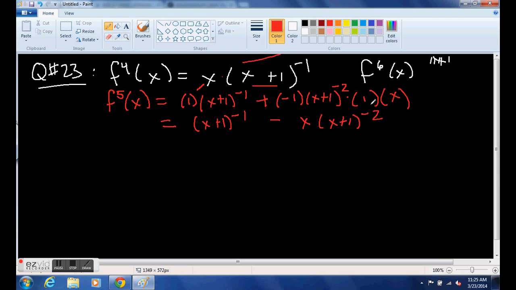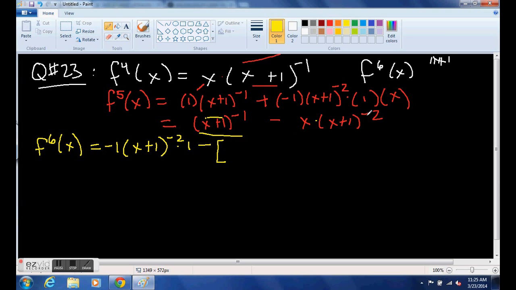Okay, so now when we take the sixth derivative, this is in theory kind of the last step, right? f to the sixth of x. But it's going to get complicated because we have to do the product rule here again. So the derivative of this piece is negative 1 times (x plus 1) to the negative 2 times the derivative of what's inside, which is just 1, minus, and I'm going to put a big bracket because this one is a product rule, so I'm going to have to do it twice.